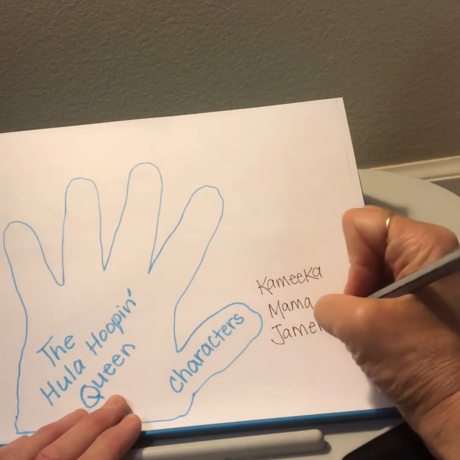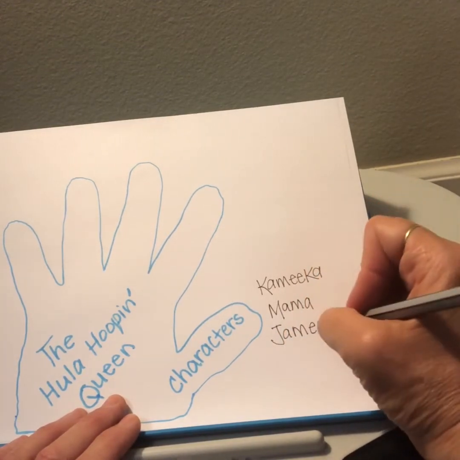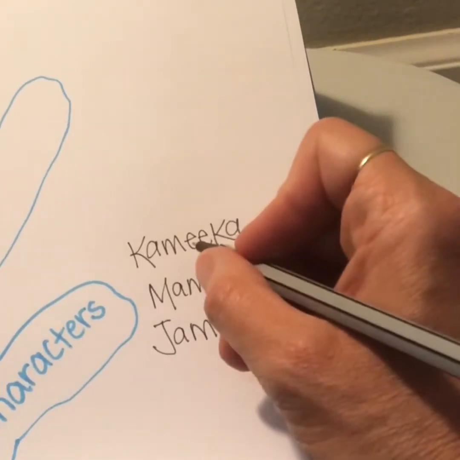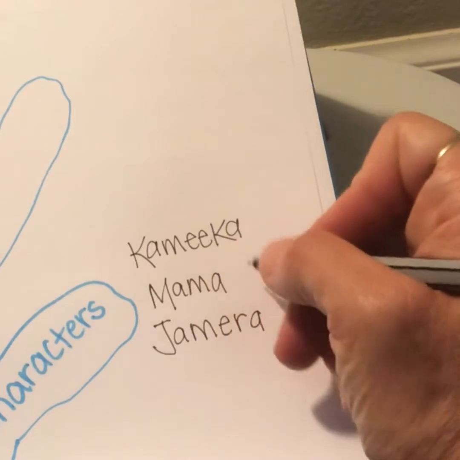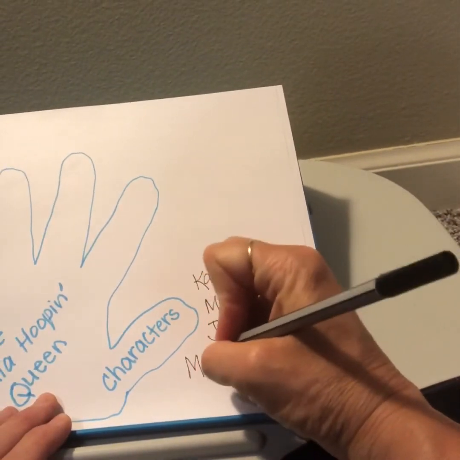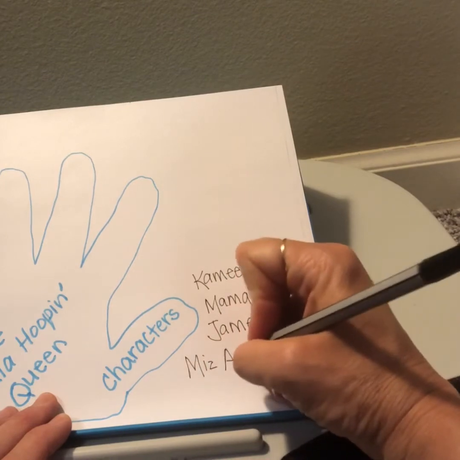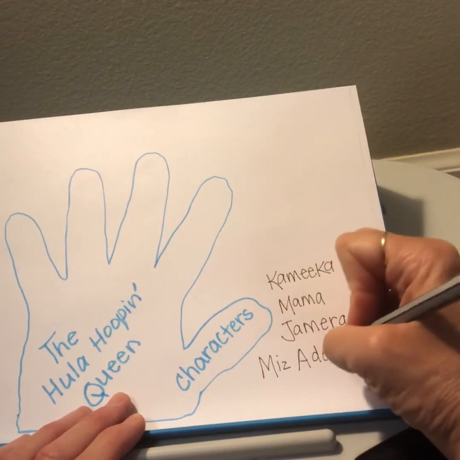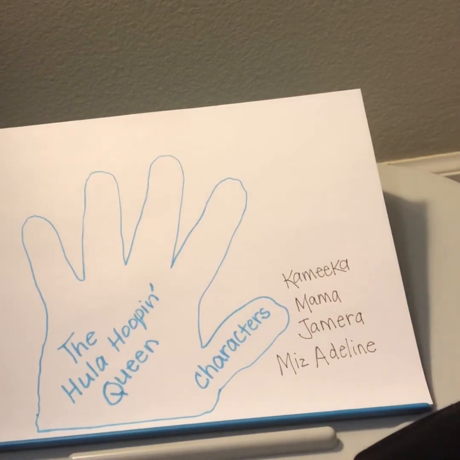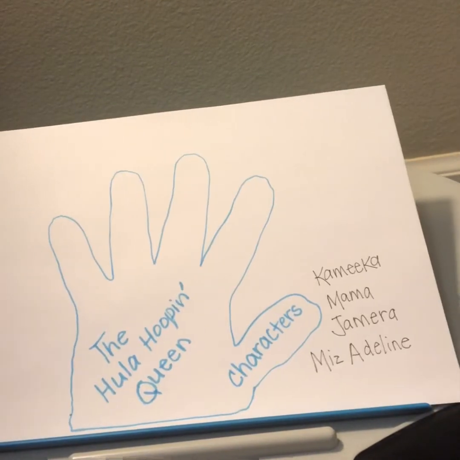And remember, Jamira is the girl in the neighborhood that is trying to beat Kamika, or now Kamika is trying to beat Jamira to be the hula hoopin' queen. And then another main character is Miss Adeline. It's Miss Adeline's birthday. All right. So there we have our characters so far.